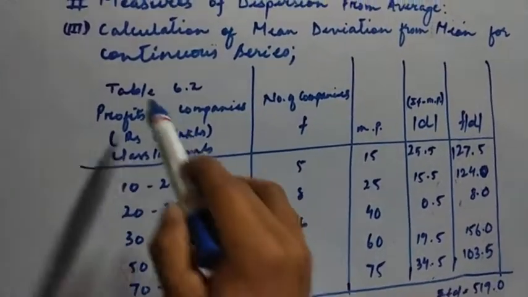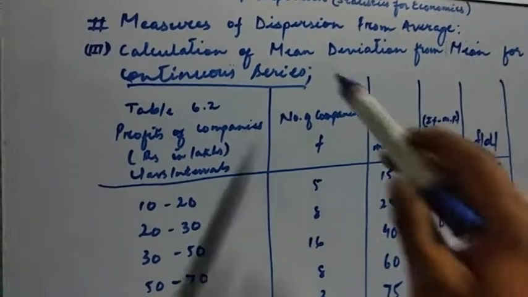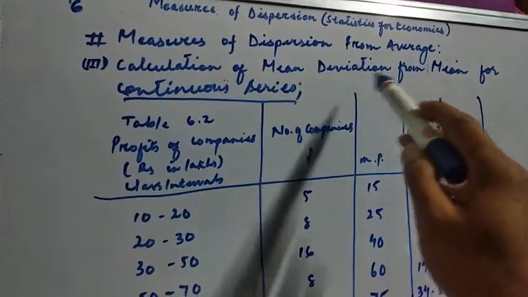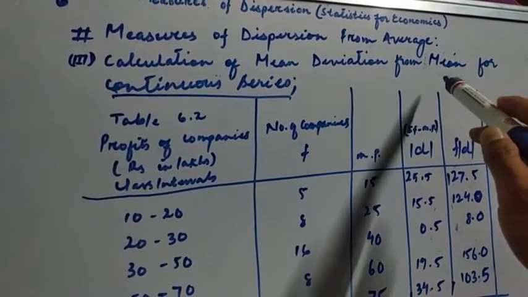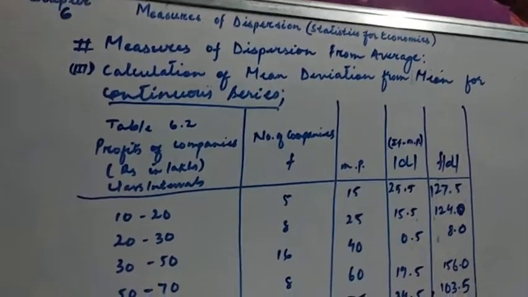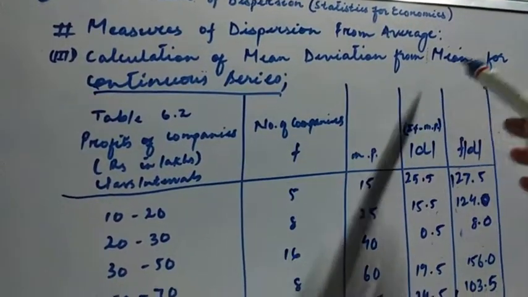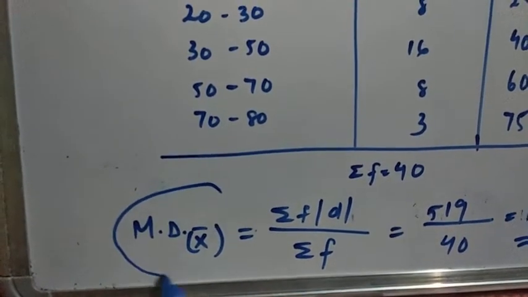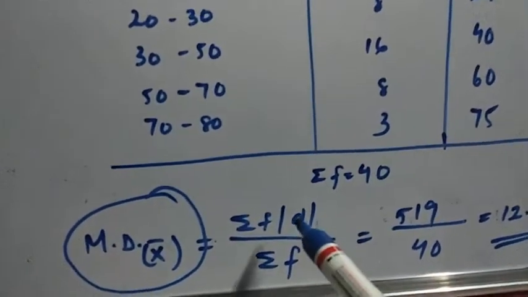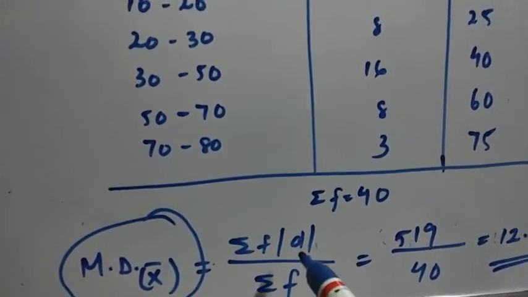So the next calculation is for continuous series. We have calculated for ungrouped data the mean deviation from mean as well as the mean deviation from median. So now it is for continuous series, and first we have mean deviation from mean. The formula is given here: mean deviation from mean is summation fd divided by summation f.